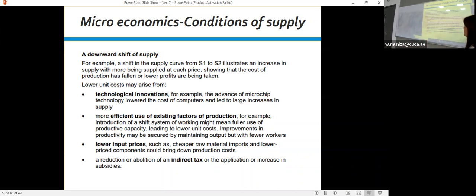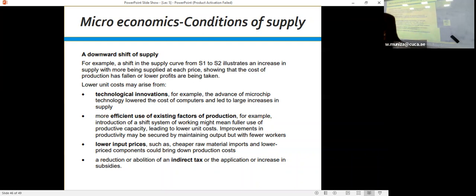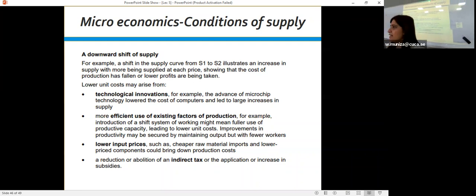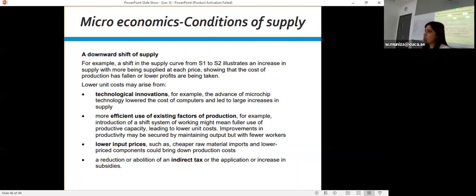Then, more efficient use of existing factors of production. When the factors of production like land, money, employees are used more effectively and efficiently, the factors of production cost will be lesser to the organization. When the organization is able to put a control on the factors of production cost, then the cost will be lesser and the supply of the goods and services will be higher in the market.